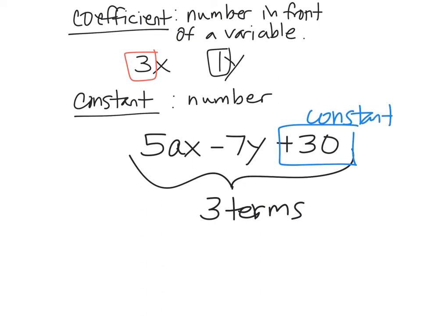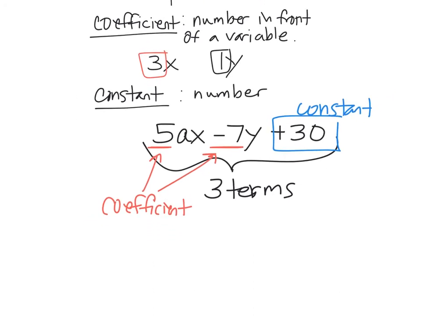Okay, and then we have some coefficients. 5 is a coefficient, and -7 is also a coefficient. So those are our coefficients, because they're in front of the variable. So I need you to know these words. I'm not going to quiz you on them, but I'll say them in class. Oh, we have 4 terms, and you need to know what that means.